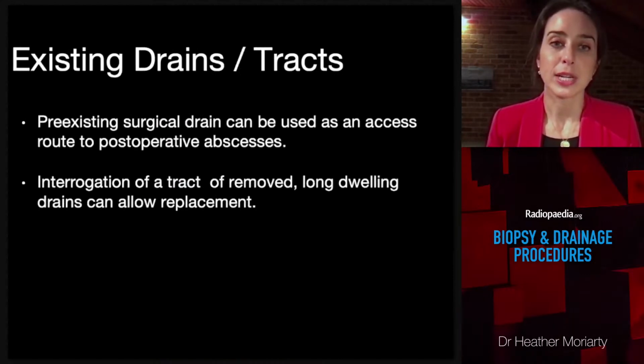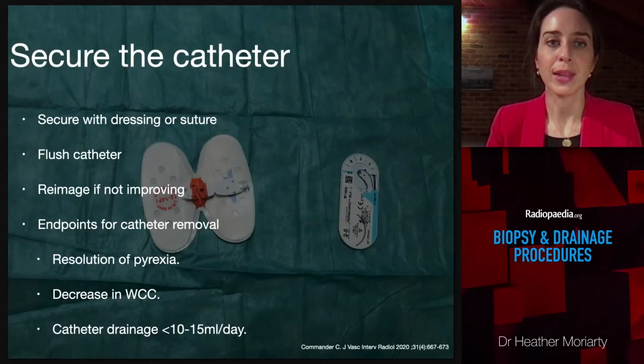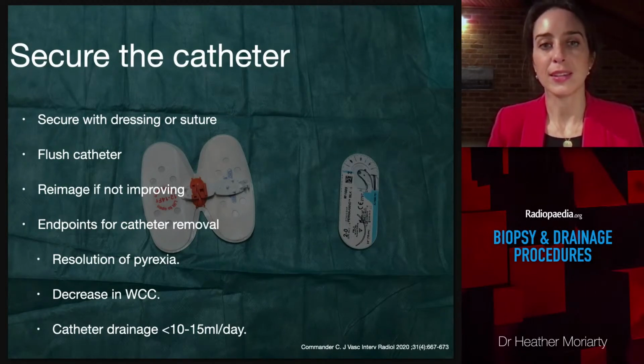If there is an existing drain, this can sometimes be manipulated to improve position, or for instance, if a drain accidentally pulls out, it may be possible to replace or reposition using a wire and fluoroscopy guidance, so don't forget this as an option. There are many ways to secure the catheter. I prefer a 2/0 silk suture with an air knot.